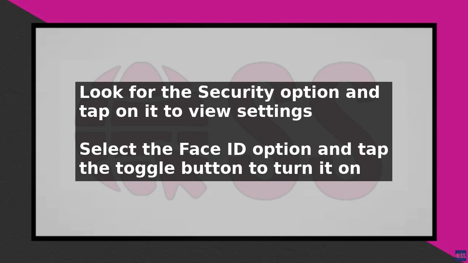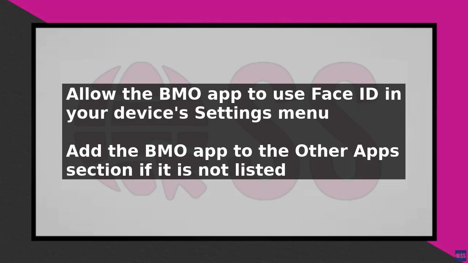If you are using an iOS device, you will need to allow the BMO app to use Face ID. To do this, go to your device's Settings menu, then select Face ID and Passcode, and make sure that the BMO app is listed under the Other Apps section. If it is not listed, you can add it by selecting the Other Apps option and following the prompts.